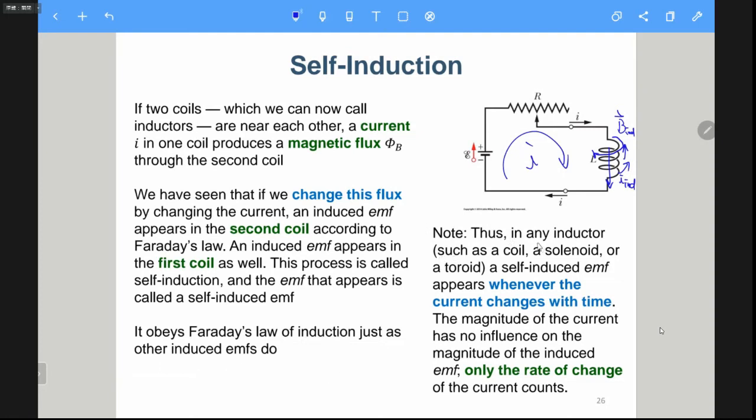Thus, in any inductor, such as a coil, a solenoid, or a toroid, a self-induced EMF appears whenever the current changes with time. The magnitude of the current has no influence on the magnitude of the induced EMF. Only the rate of change of the current counts.